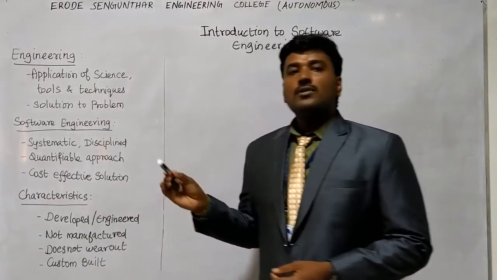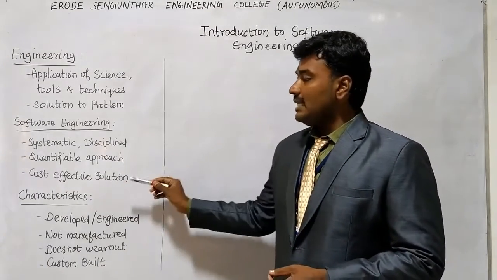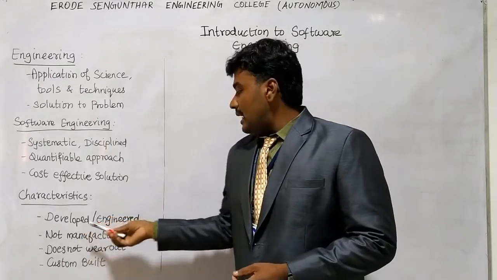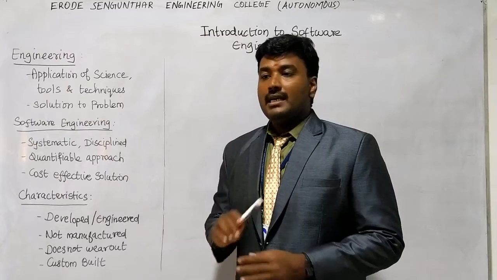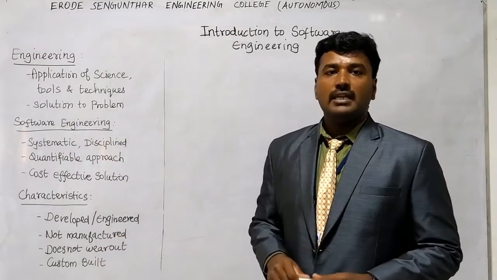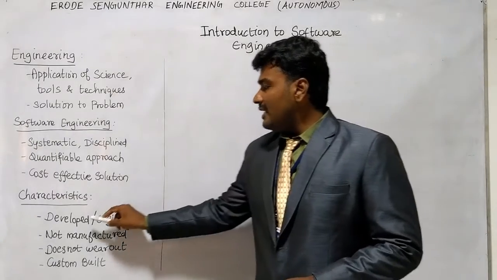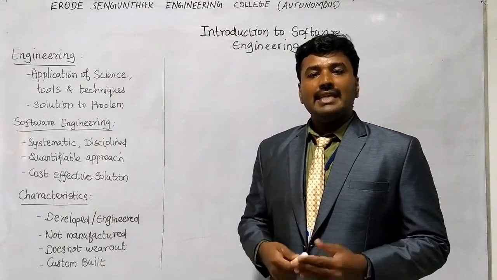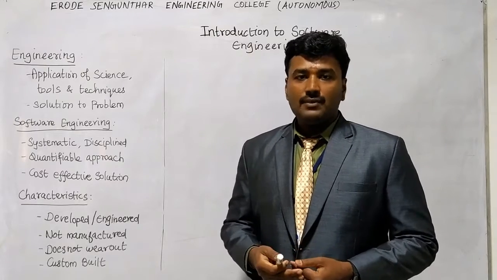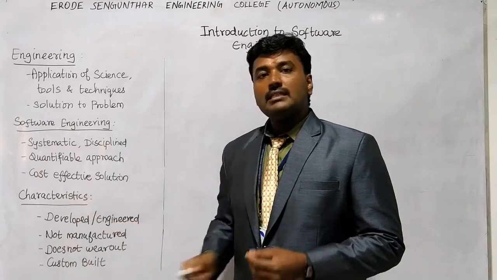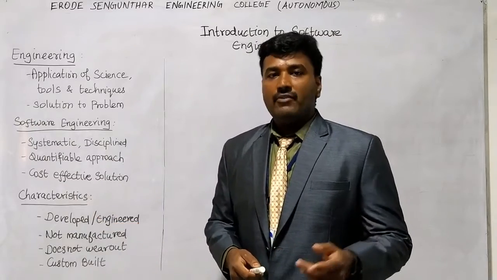The first and foremost important characteristic of software is that it is developed and engineered, but it cannot be manufactured. That is the key point of software engineering. Development or engineering means the software can be developed only by means of a sequence of steps or procedures. So we mention that software is developed and it is not manufactured.